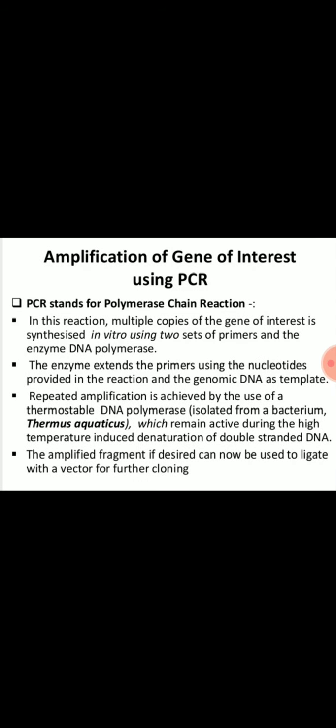Suppose we take the example that we have to produce human insulin in higher concentration. We can isolate the human insulin gene from one human, but we have to produce it on a large scale. So we have to amplify it, or make more copies of this human insulin gene. How do we make more copies? By using the PCR technique, an amplification technique. PCR means polymerase chain reaction.